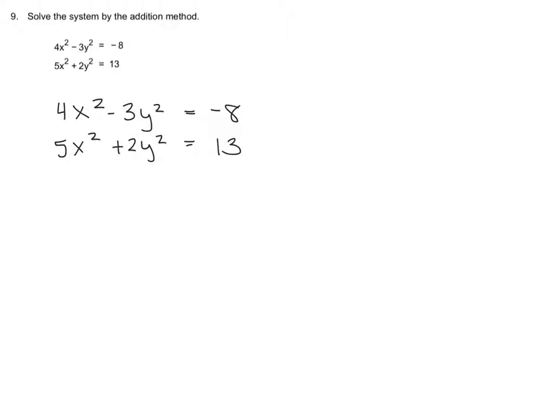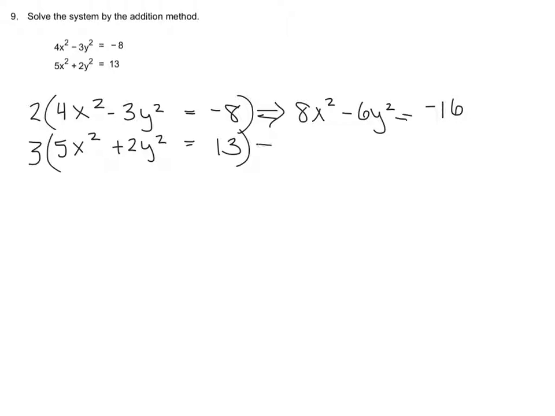So if I multiply the first equation by a positive 2 and the second equation by a positive 3, then I'll be able to eliminate the y squared terms. So let's first take the first equation and multiply each term by 2. When we do that, we get 8x squared minus 6y squared equals negative 16.